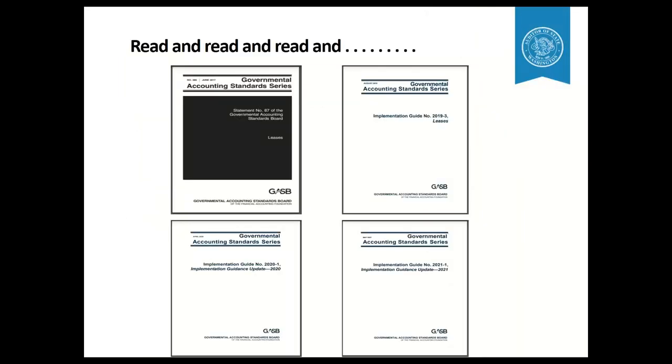First thing I want you to do is read and read and read and read some more. You've got the statement, GASB 87, and they also published an implementation guide. I think there were about 77 Q&As in that one and some examples. And then each year afterwards, since there's been this delay, when they publish their annual implementation guide update, in 2020 there were 12 new leases Q&As. And last year for 2021, there were another 19.